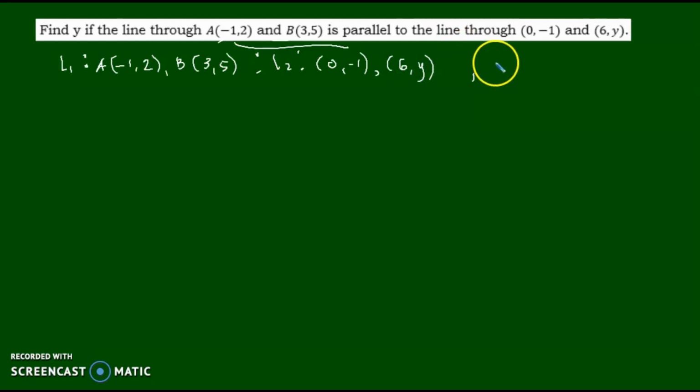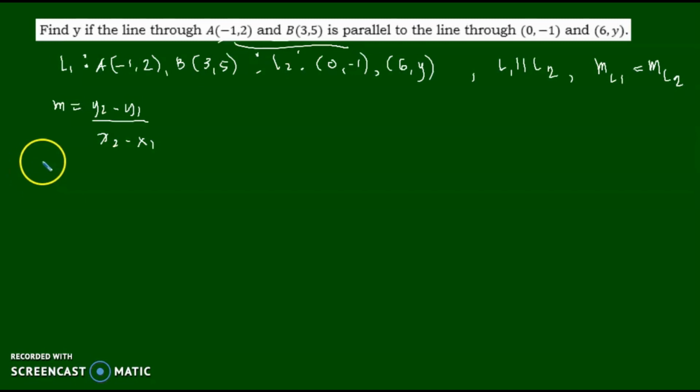Now, line 1 is parallel to line 2. So it follows that the slope of line 1 is equal to the slope of line 2. Okay? So, let's find the slope of each line. So recall that slope is equal to y sub 2 minus y sub 1 all over x sub 2 minus x sub 1. So slope of line 1, using the points negative 1, 2, and 3, 5.